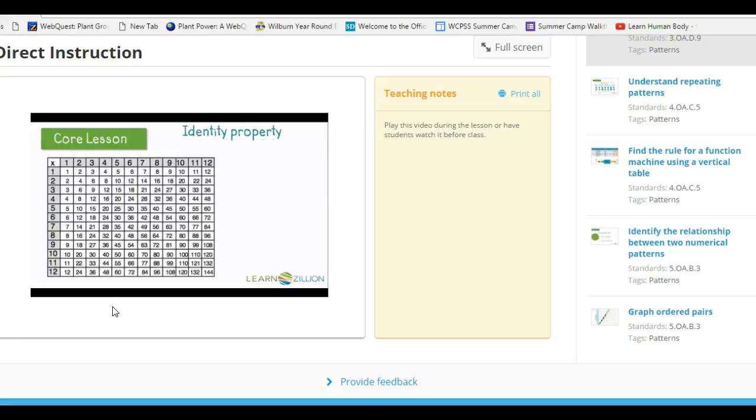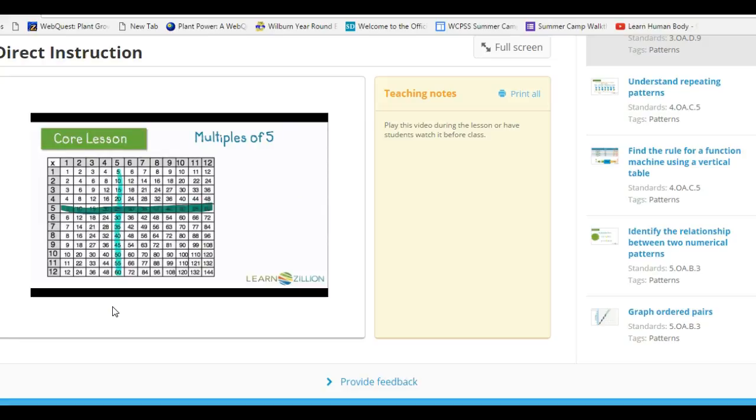Let's look at the identity property. This tells us any factor times 1 equals that factor. So in yellow are all the products of multiplying a number times 1. 3 times 1 equals 3. 8 times 1 equals 8. 1 times 5 equals 5. 1 times 6 equals 6. And if we multiplied 1 times 88, it would equal 88.